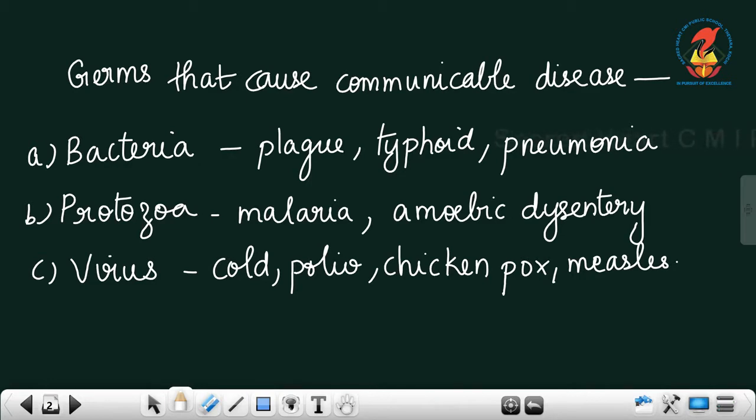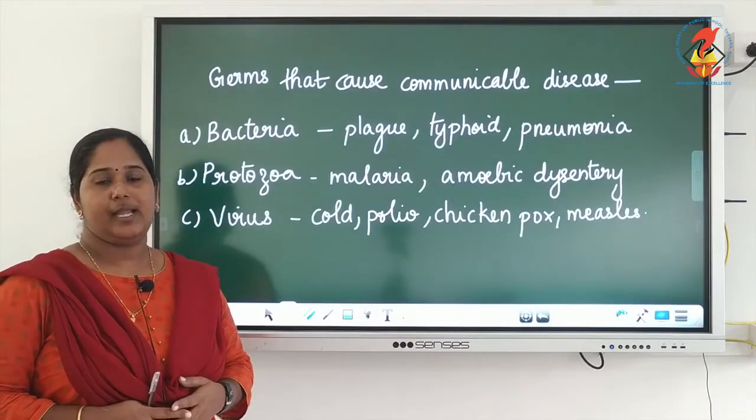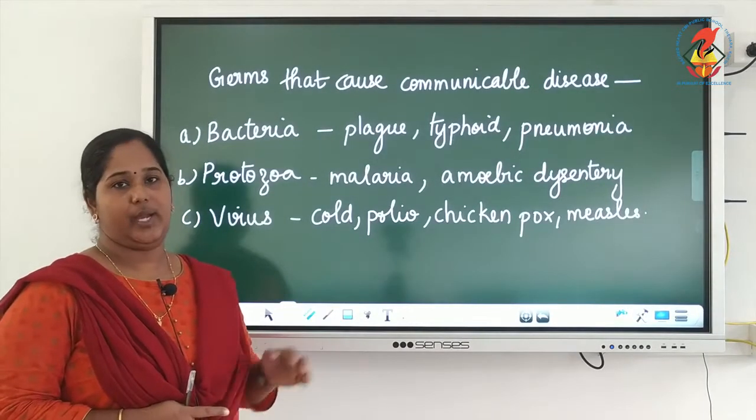Some examples of the diseases caused by them are given here. Bacteria causes diseases like plague, tuberculosis, pneumonia, typhoid and all. Protozoa causes diseases like malaria and amoebic dysentery. Virus causes diseases like polio, chickenpox, common cold, fever and all. And the most dangerous one is actually the virus.